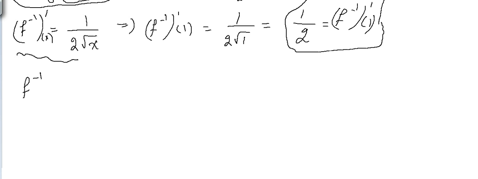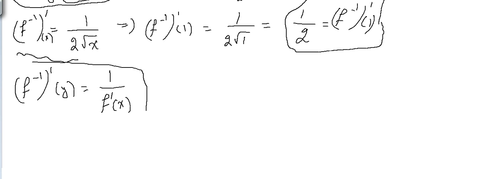You will use it. f inverse prime of y is equal to 1 over f prime of x. This is a very important rule. Very, very important rule. So study it and memorize it. I will explain later why we have this rule. f inverse prime of y. Okay, just in case we don't have f inverse, we use it. Or it's not required to find f inverse, or we can't find f inverse because of hard functions sometimes, right?